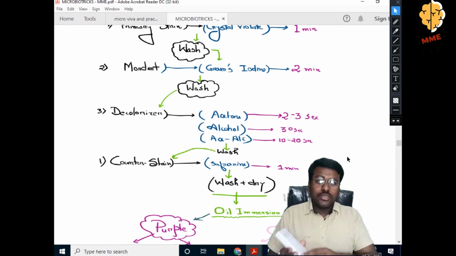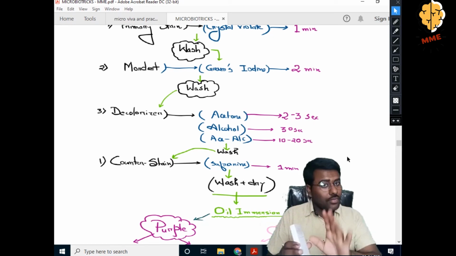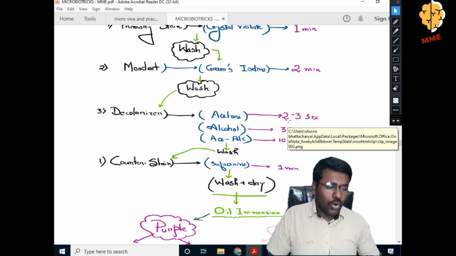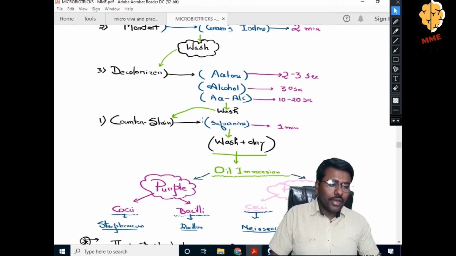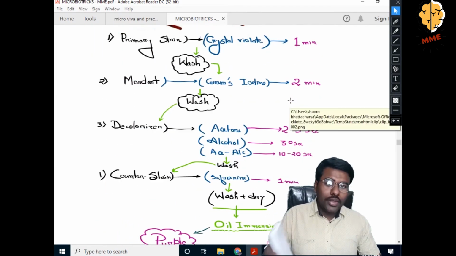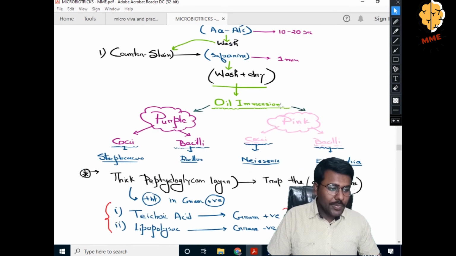If acetone, just add the acetone while washing, for only 2 to 3 seconds. Then you have to add the safranin, the counter stain, and wait for 1 minute. So just remember 1, 2, 3 in case of Gram staining. Then wash, dry, and observe under oil immersion.